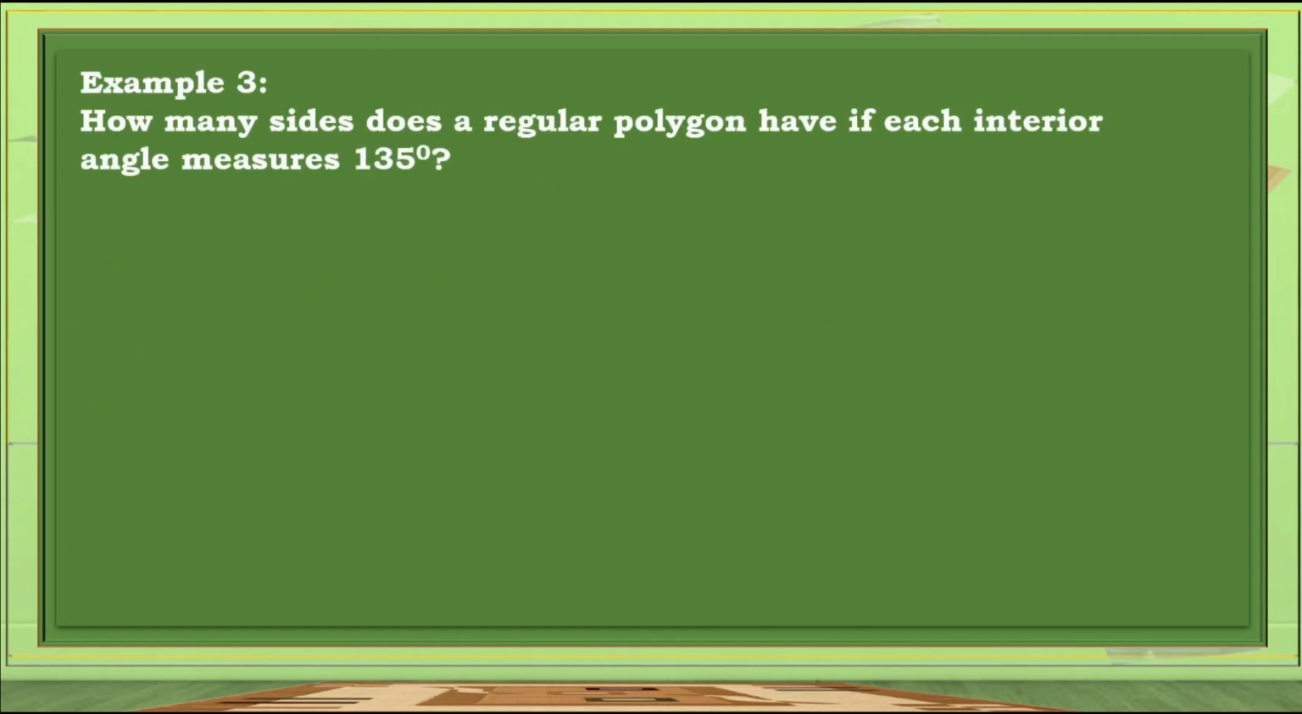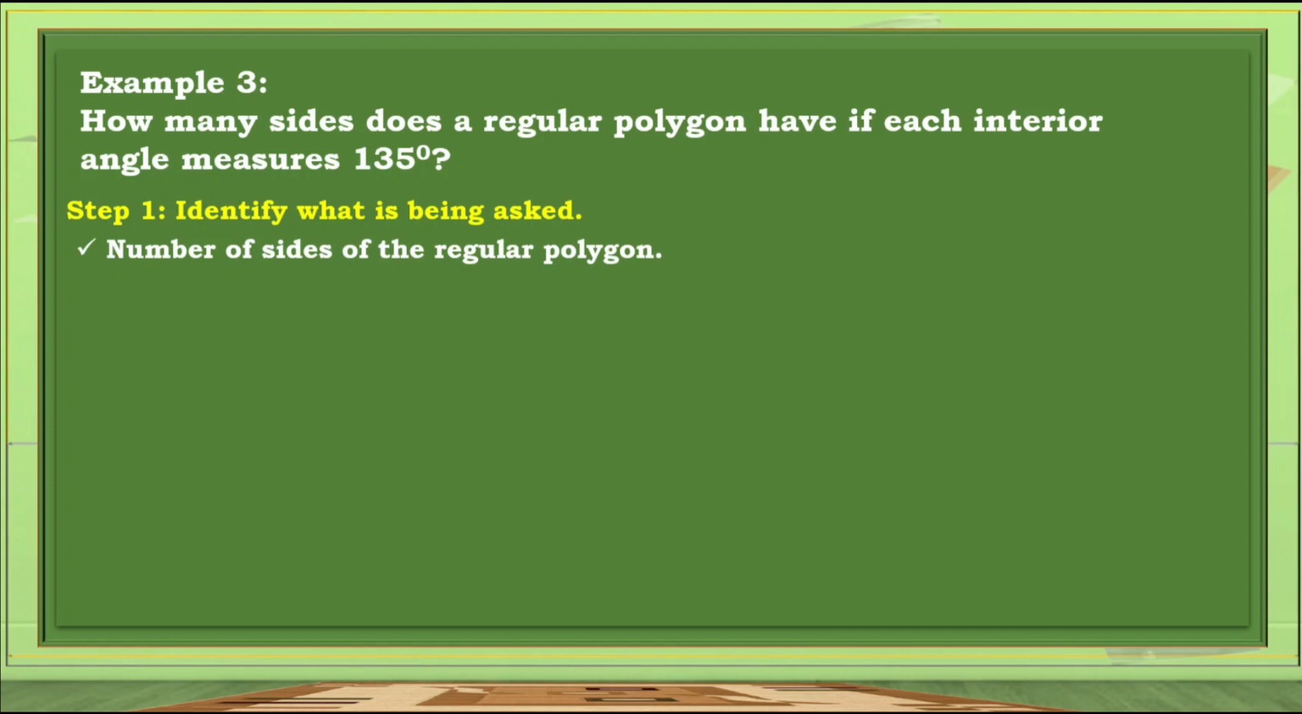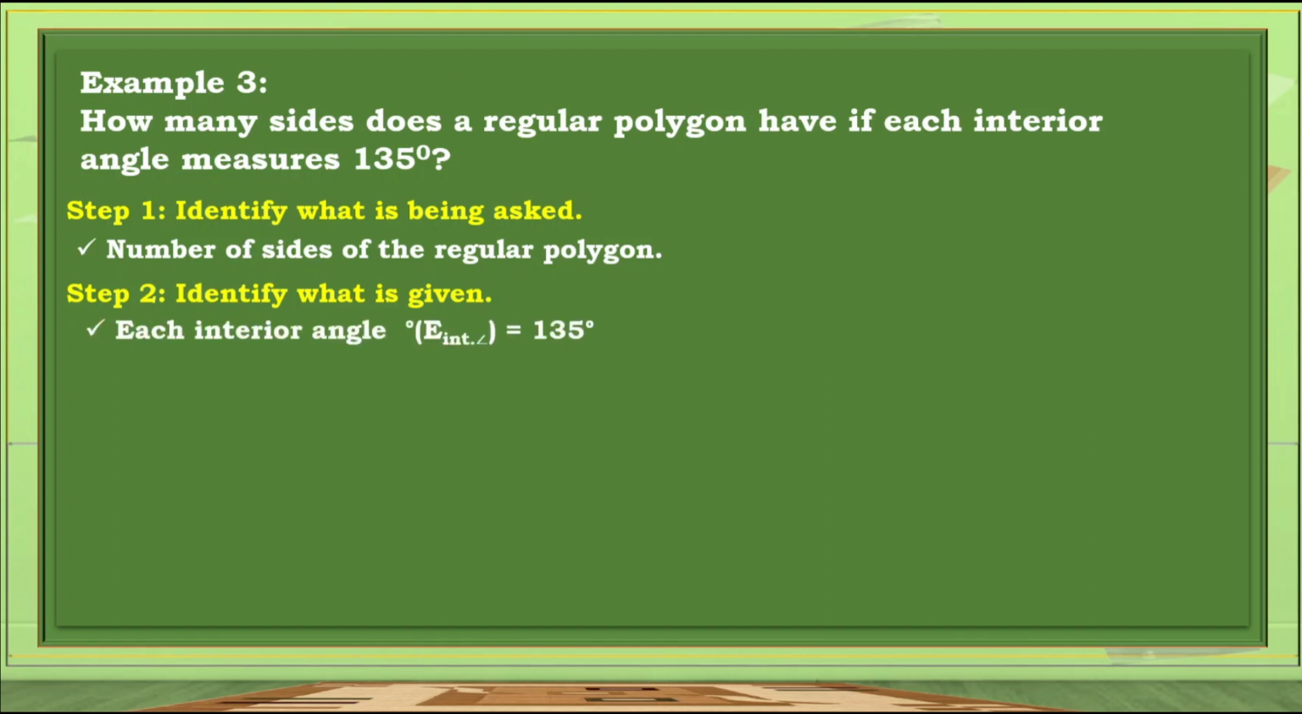Let's have example 3. How many sides does a regular polygon have if each interior angle measures 135 degrees? First, identify what is being asked. According to the problem, we are looking for the number of sides of the regular polygon. Step 2, identify what is given. The given is the measure of each interior angle, and that is 135 degrees.